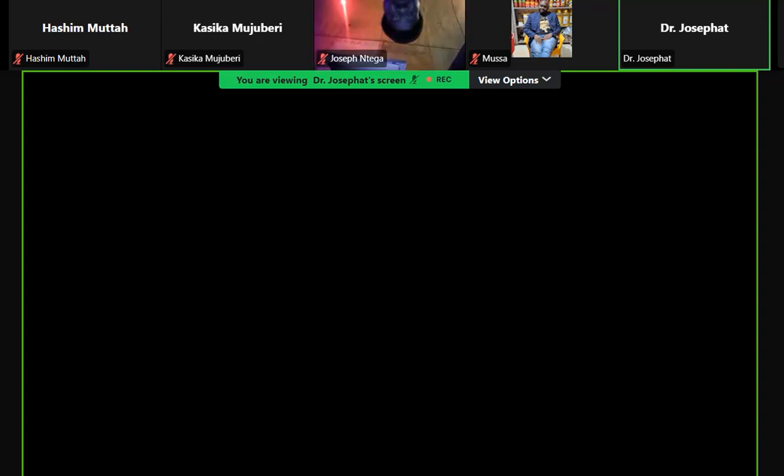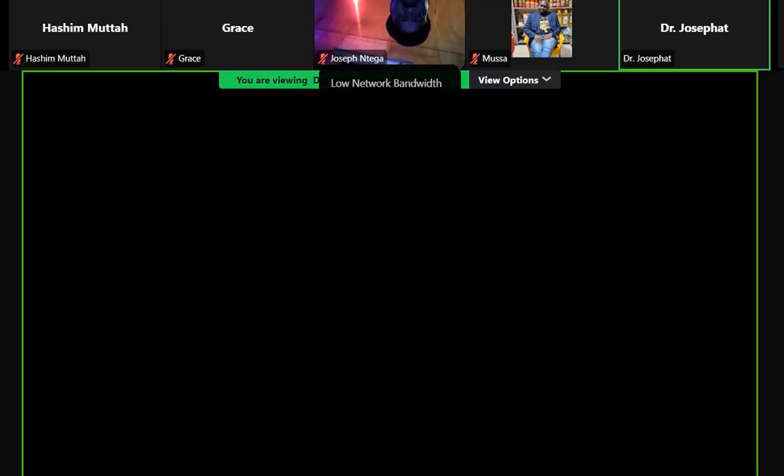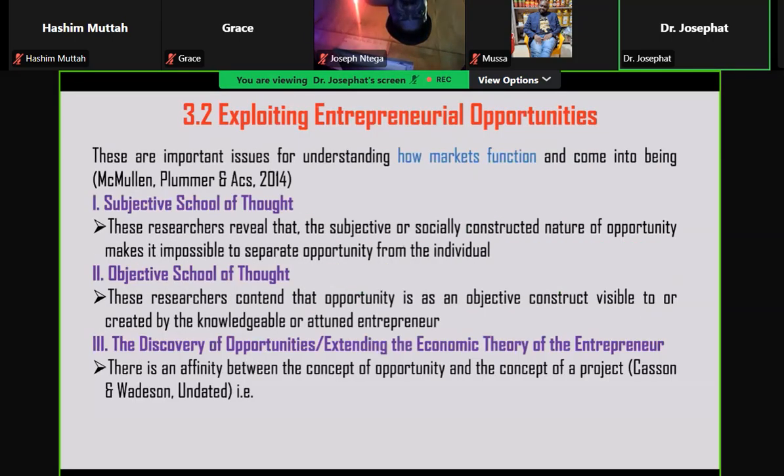Coding market on the part of meetings of entrepreneurial opportunities. So we have various thought, or we have various school of thought on the part of how market functions and how can we come to exploit opportunity within the market. Thought ya kwanza, it is thought of subjective school of thought. Under this subjective school of thought, the researcher revealed that subjective or socially constructed nature of opportunity make it impossible to separate opportunity from individuals.